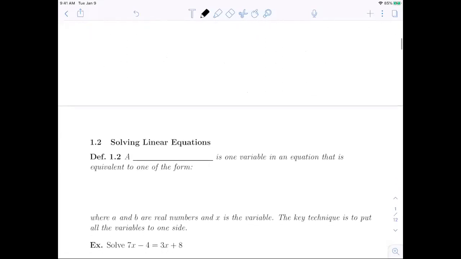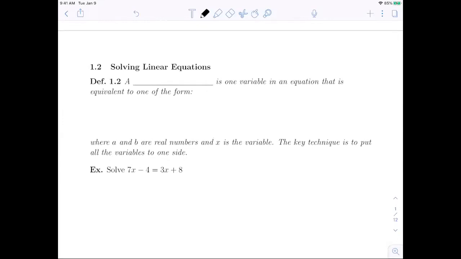Okay, cool. So now solving a linear equation. A linear equation in one variable is an equation that is equivalent to one of the form ax plus b equals 0. So linear means I just have one variable. A and B are real numbers, like 1, 2, 2.5, 27/3. And x is our variable here, right? Kind of what we said earlier, the key technique is putting all the variables onto one side.